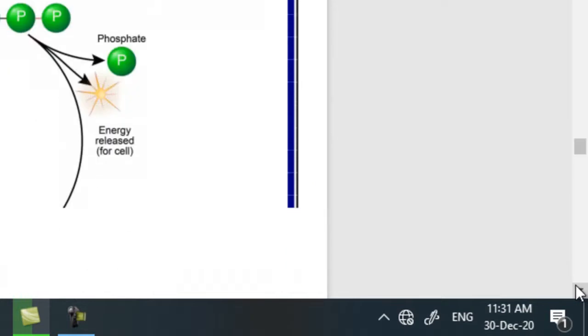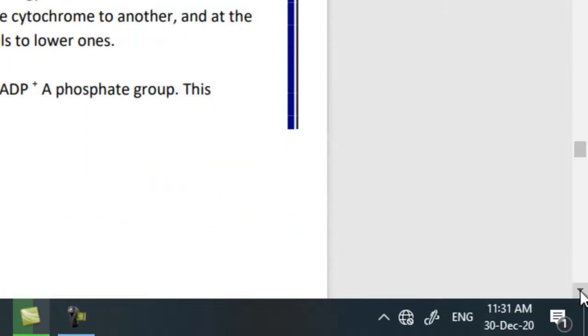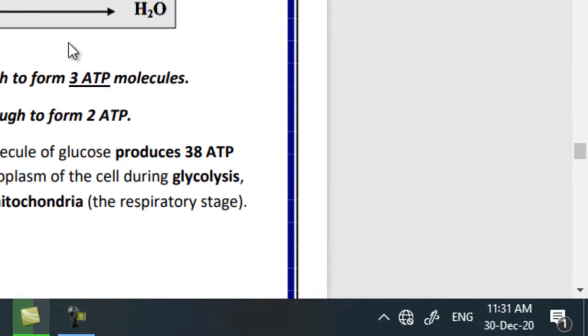The third step of glucose oxidation is the electron transport chain. What will happen here in the electron transport chain? As you know, the inner membrane of the mitochondria contains molecules called cytochrome. This cytochrome will split the hydrogen which is carried in the NAD and FAD into hydrogen protons and electrons.